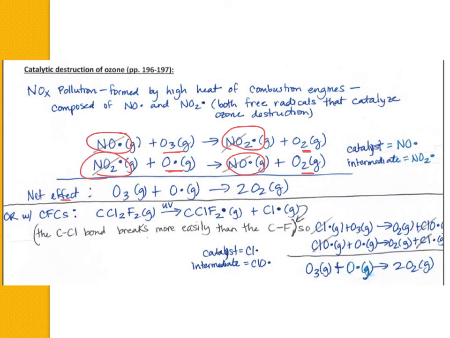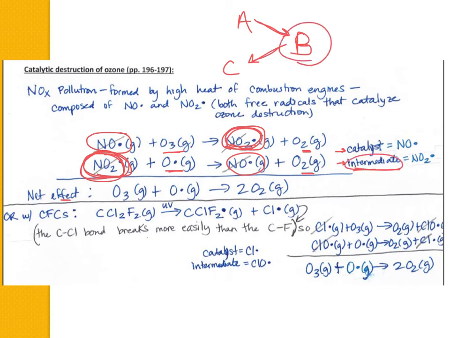But because of their positions, we would call them different things. One is a catalyst and the other is an intermediate. Intermediate we've talked about recently. That's something that's produced in one step of the reaction and used up in another step of the reaction. Just like with energy cycles, if A forms B, then B forms C, B would be our intermediate. So because we're forming NO2 and then using it up, that's our intermediate.